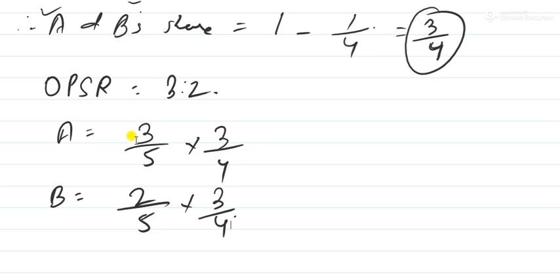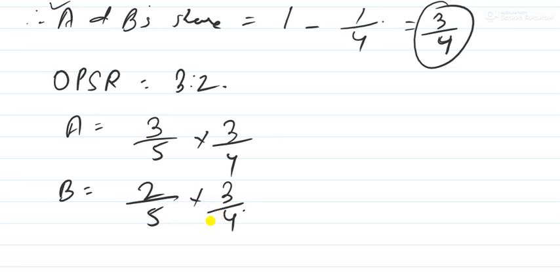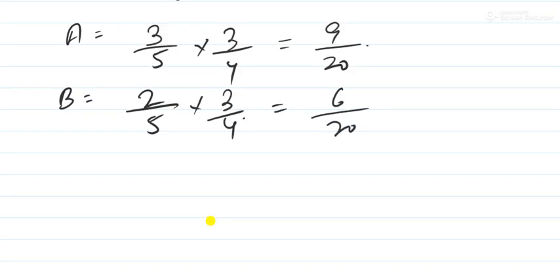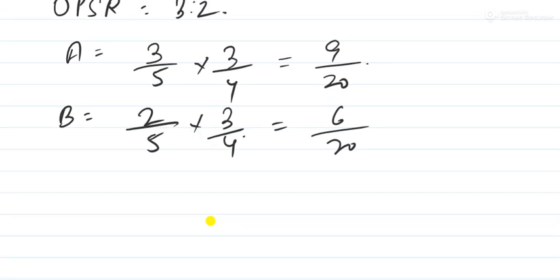So the old profit sharing ratio of A was 3 by 5, of B it was 2 by 5. So 3 by 5 into 3 by 4, and then again 2 by 5 into 3 by 4. This comes to 9 by 20, and this comes to 6 by 20. Okay, now we have calculated the new profit share of A and B. Along the way, let's write the share of C also. C was getting 1 by 4. Now it looks weird, because the share of A and B is 9 by 20 and 6 by 20.